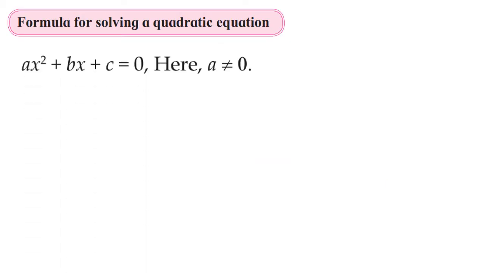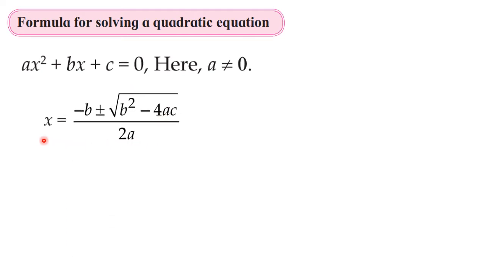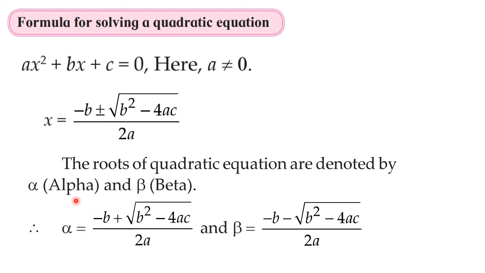Okay, so here you know that ax square plus bx plus c is equal to 0 is the standard form of the quadratic equation where a cannot be 0. Now, if we want to find the roots of this equation by using formula, then the formula is x is equal to minus b plus or minus under root b square minus 4ac upon 2a. Okay, I told you that by using this we can write down two roots. One is denoted by alpha and other is denoted by beta. See this plus or minus signs. Because of this we are getting these two roots.